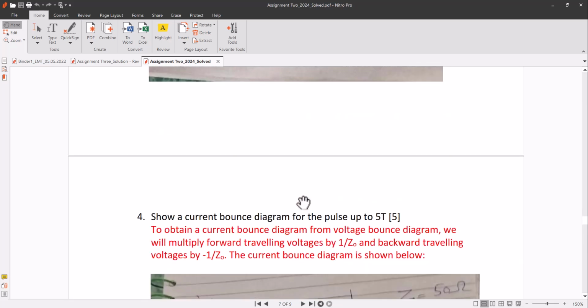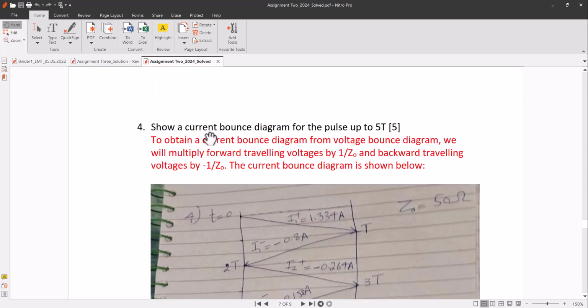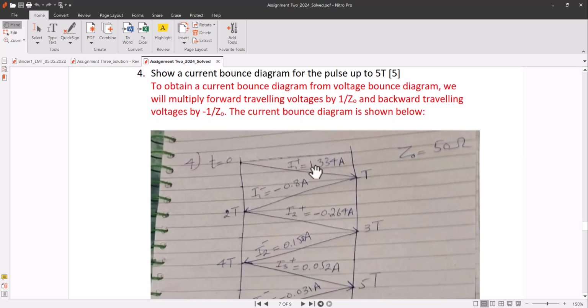Now, show a current bounce diagram for the pulse up to 5T. So here the question is about the current bounce diagram. To obtain a current bounce diagram from the voltage bounce diagram, we will multiply the forward traveling voltages, V1 plus, V2 plus, V3 plus, by 1 over Z0, the characteristic impedance, and the backward traveling voltages by minus 1 over Z0. So this is the method. The current bounce diagram is shown below.